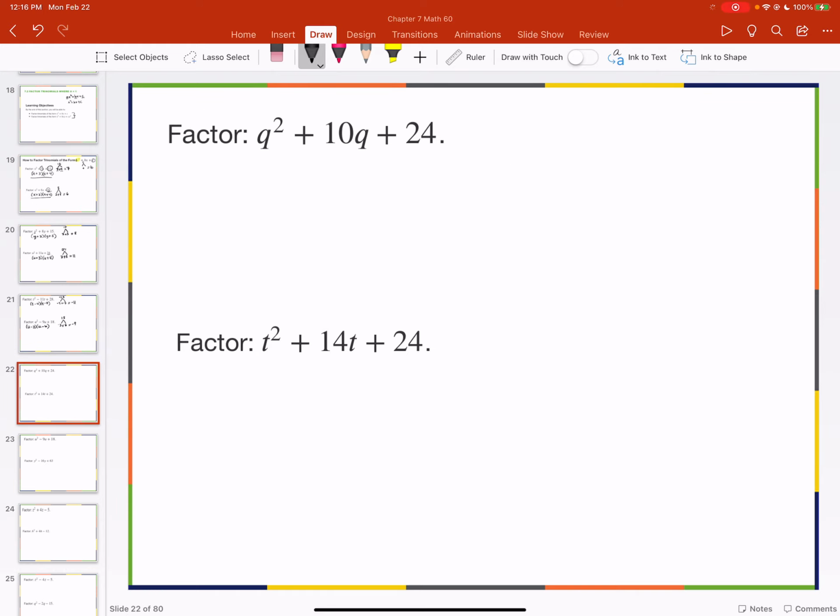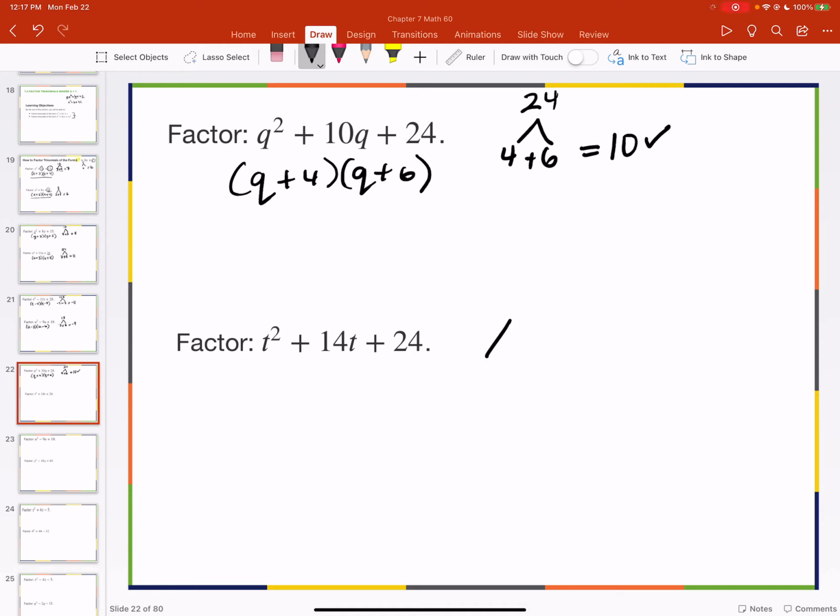Okay, now let's do q squared plus 10q plus 24. So 24 is positive, the product. What are the two factors of 24 such that the sum is 10? Okay, so let's think. Before we used 8 and 3, that was 11, so no. How about 4 and 6? 6 times 4 is 24, and 4 plus 6 is 10, so yes. So that would be q plus 4, q plus 6, okay?